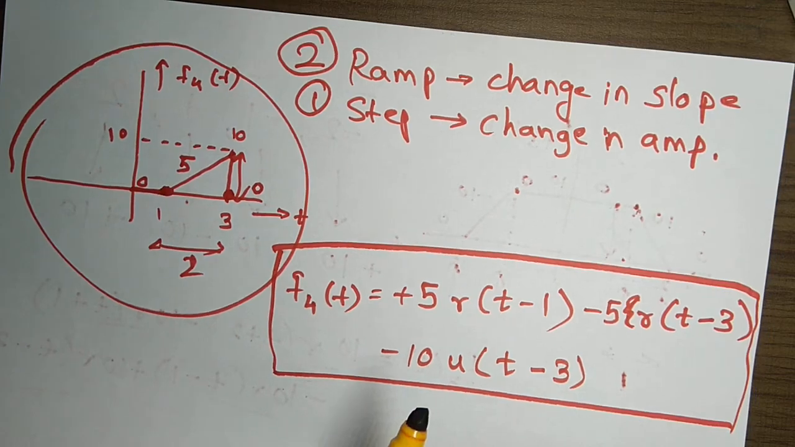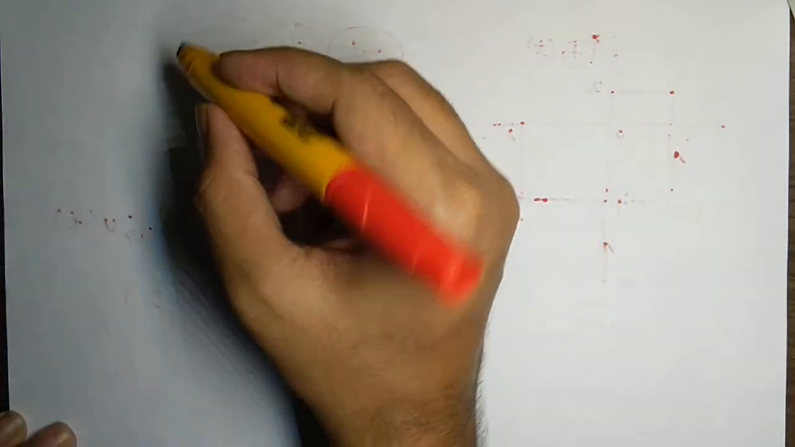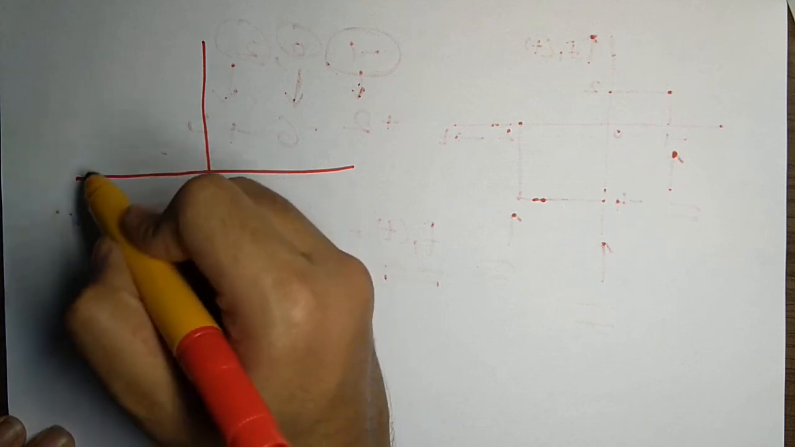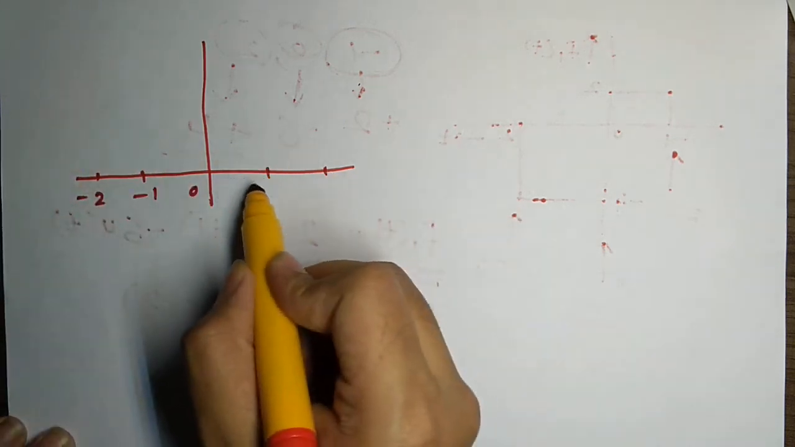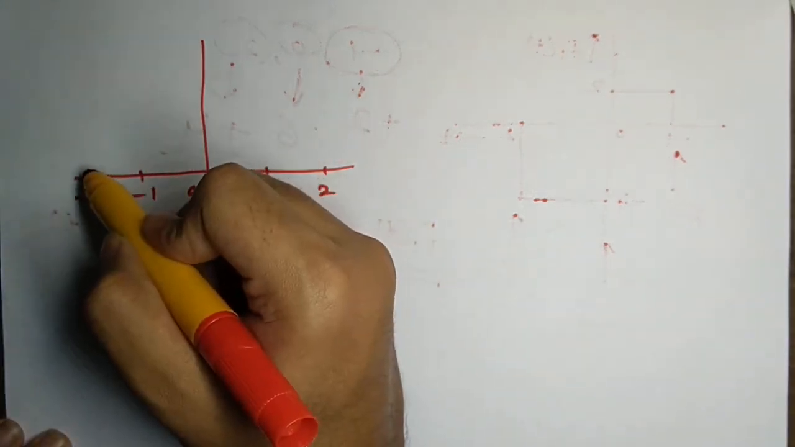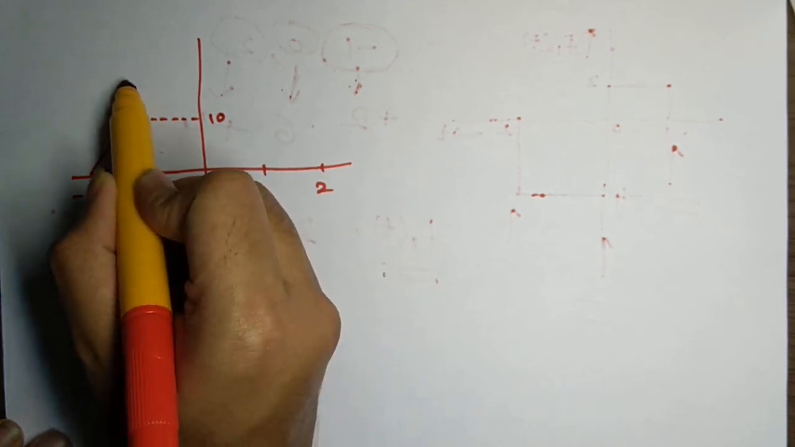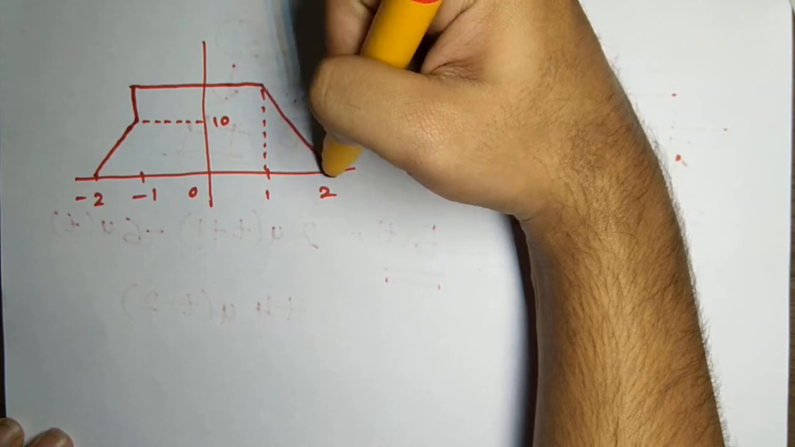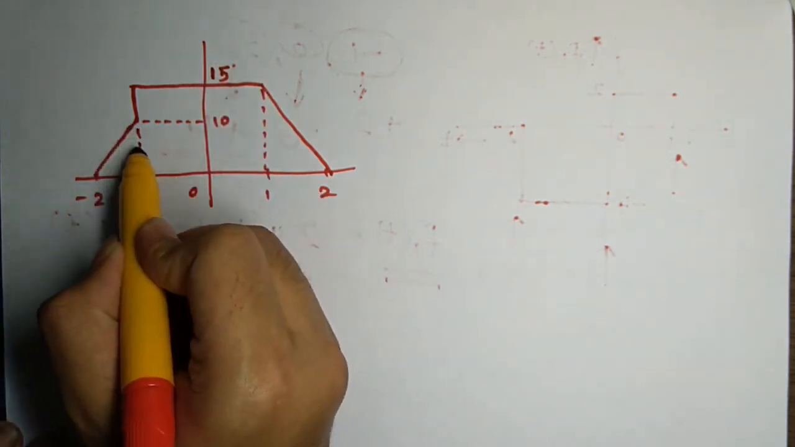Now we'll take another example, just for a brief revision of whatever we have learned. I will draw it neatly this time. It goes from here to here, then there is a jump, and then it comes down. So this is 15, this is 15. This is at minus 1.